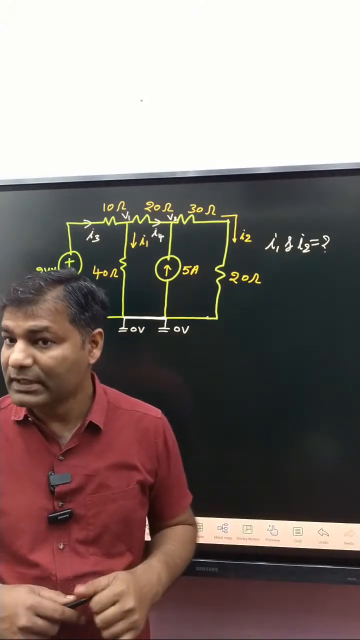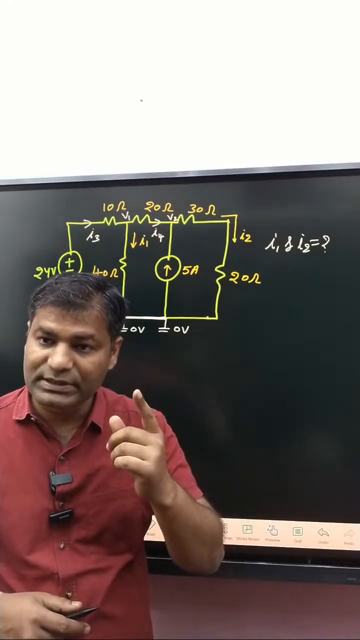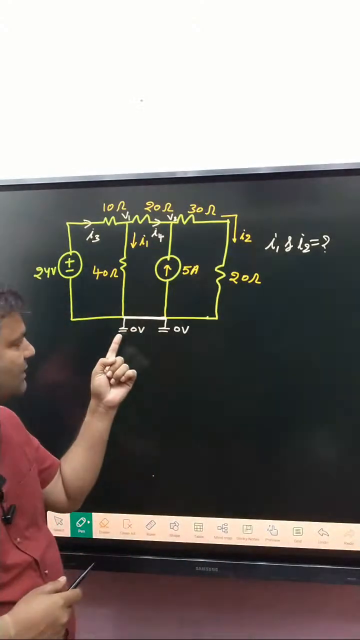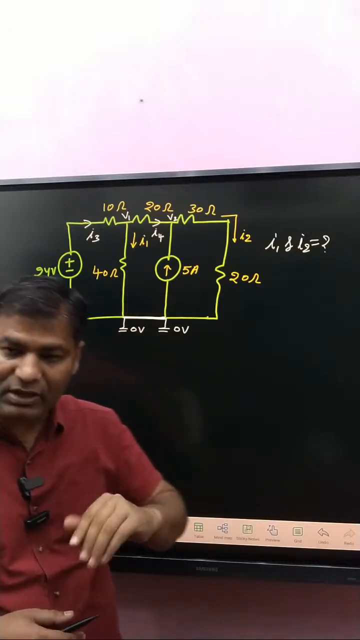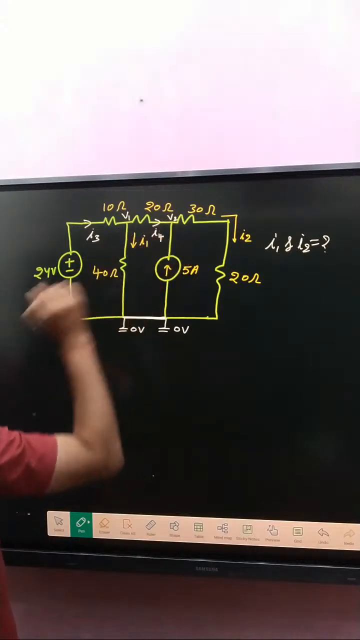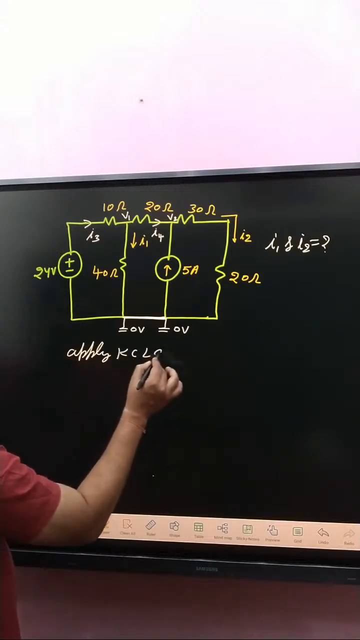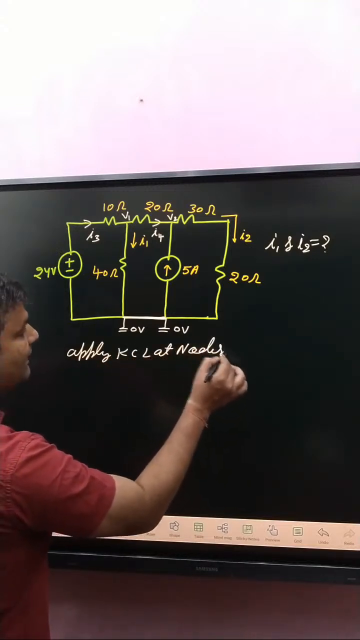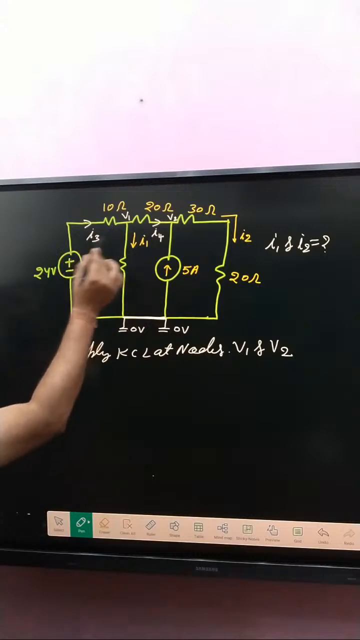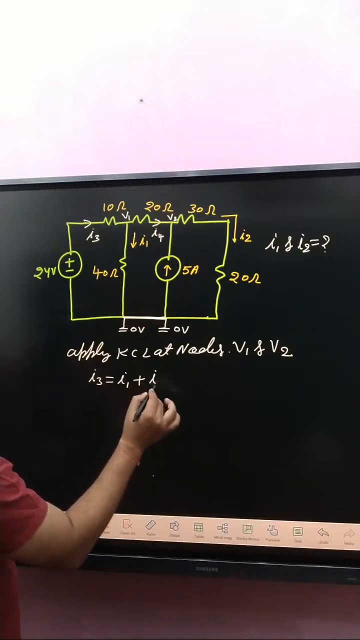Now the next step, step 4. First step: decide branch currents. Second step: node voltages. Third step: decide one node as a datum node. We have considered this as the datum node, meaning 0 voltage. Now the fourth step: apply KCL at the nodes V1 and V2. At that node, incoming current is I3, outgoing current is I1 plus I4.